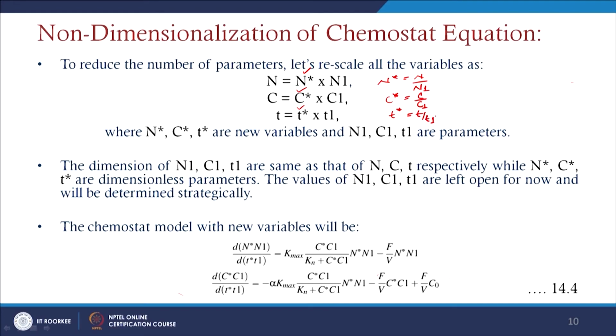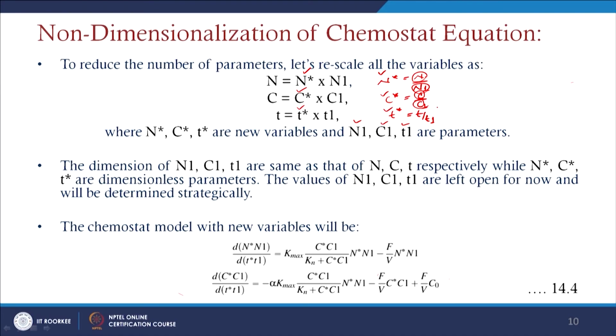And all these newly associated variables, that is n star, c star and t star, are dimensionless variables. n1, c1, t1 are parameters which take dimensional values. This means that if n has certain dimensions, n1 has the same dimensions, and if c has certain dimensions, then c1 has too. When we reduce directly to the variables n star, c star and t star, we get a new equation which is free from dimensional variables.